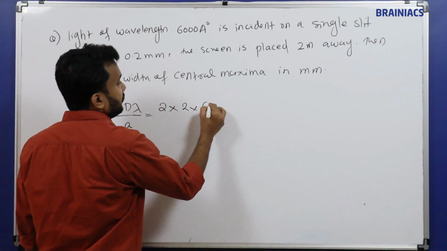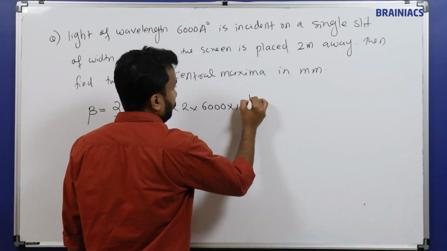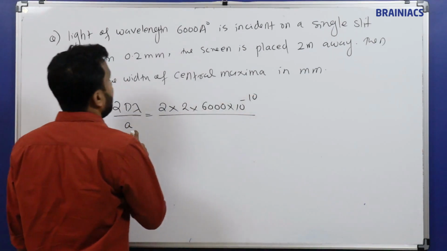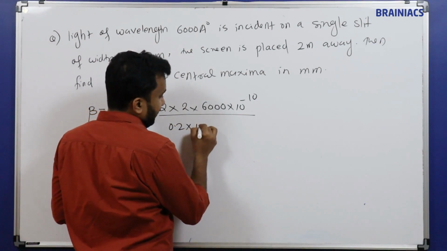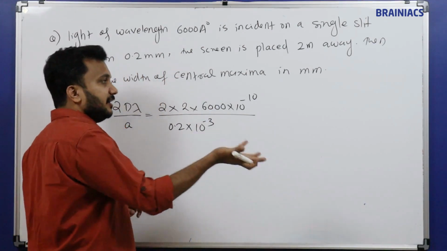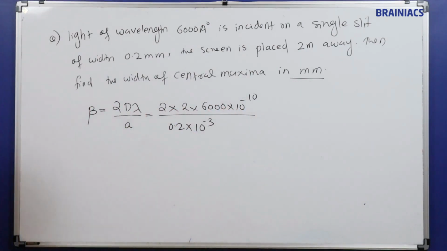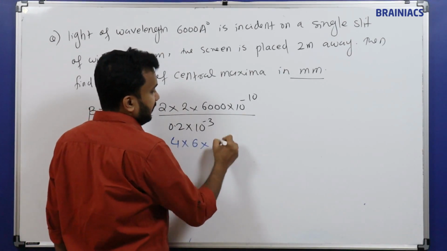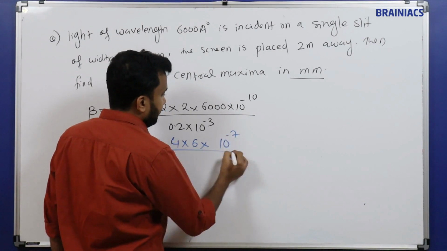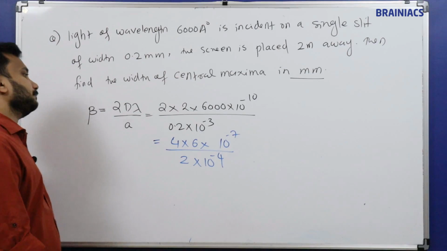Lambda is how much? 6000 angstrom, 6000 into 10 power minus 10. Divided by a. A means what? 0.2 millimeters, so 0.2 into 10 power minus 3. Everything I am finding in meter, then later I will convert it into millimeters. So let's solve this one in parts. This is 4 into 6 into 10 power minus 7, and there is 2 into 10 power minus 4.